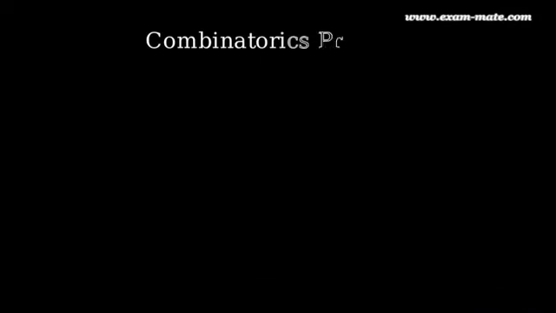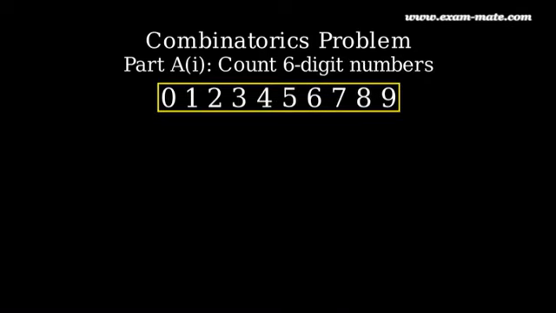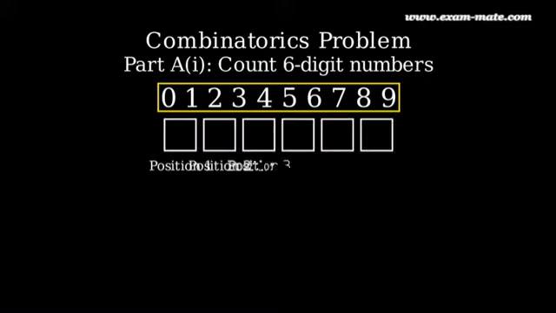Let's solve this combinatorics problem step by step. We'll start with part A, which deals with forming 6-digit numbers. For part A1, we need to find how many 6-digit numbers can be formed using the digits 0 through 9, where each digit can only be used once, and the number cannot start with 0. Let's break this down. For the first digit, we can use any number except 0, so we have 9 choices.